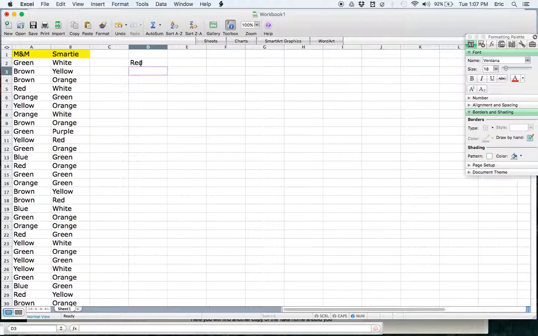And then we're going to find the proportions here. So I need the proportions for M&Ms, and I need the proportions for Smarties, and overall. So first let's count.